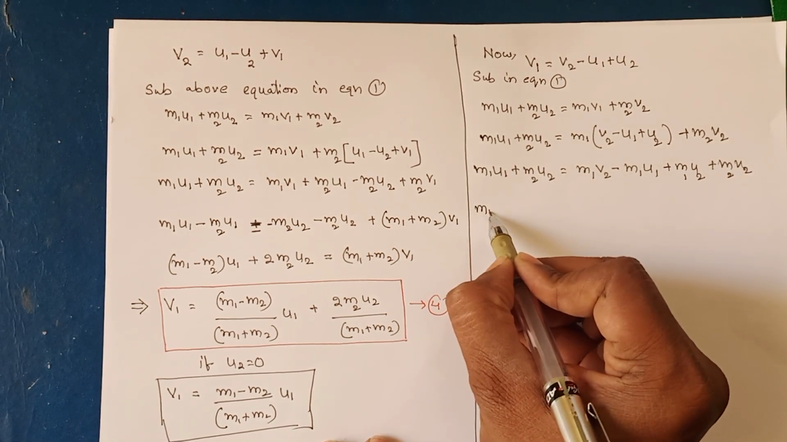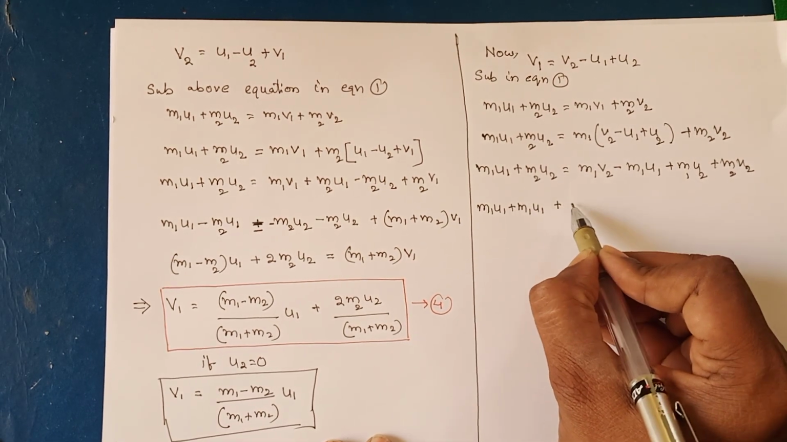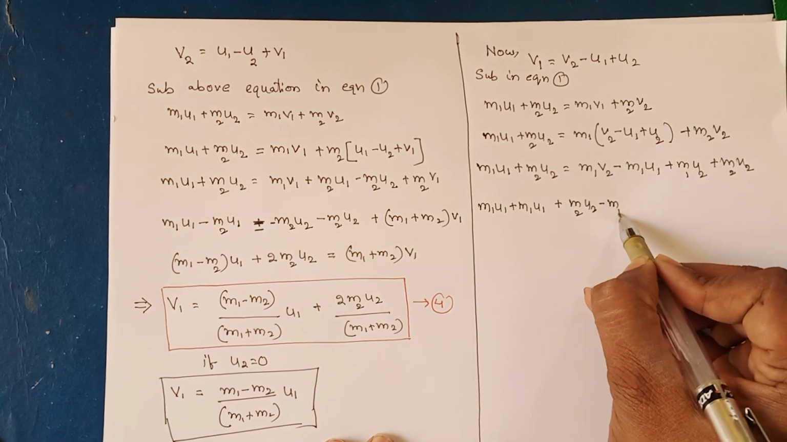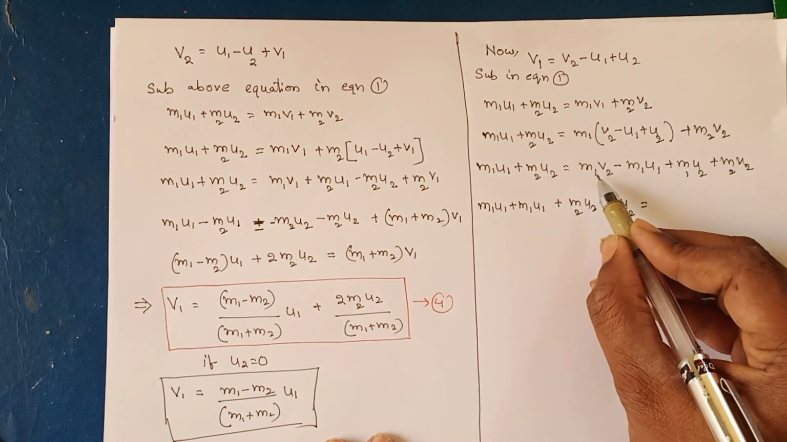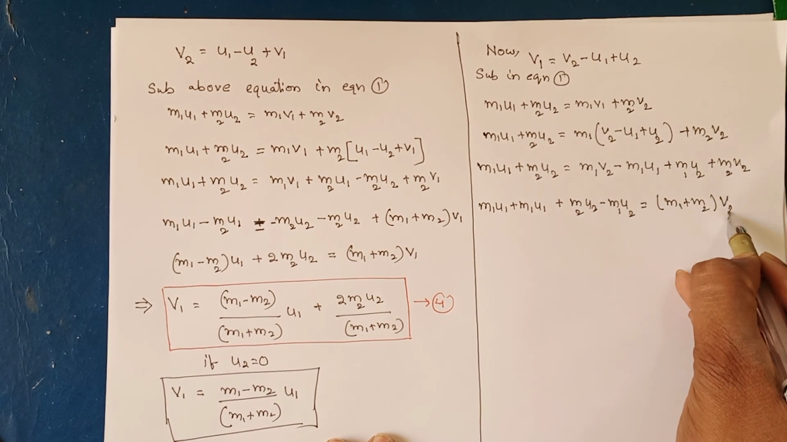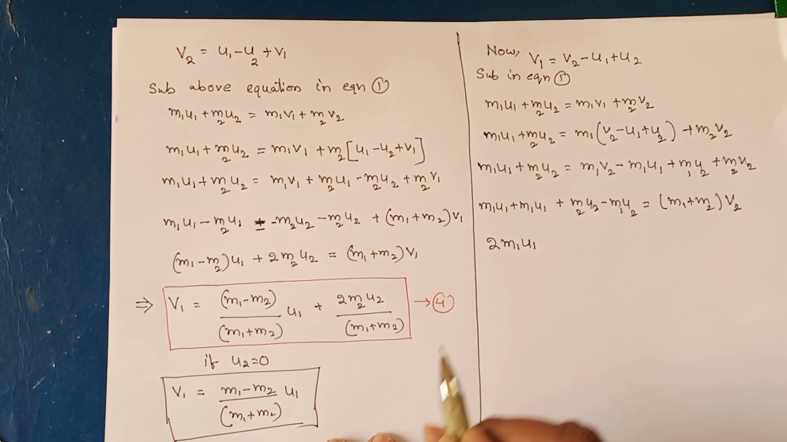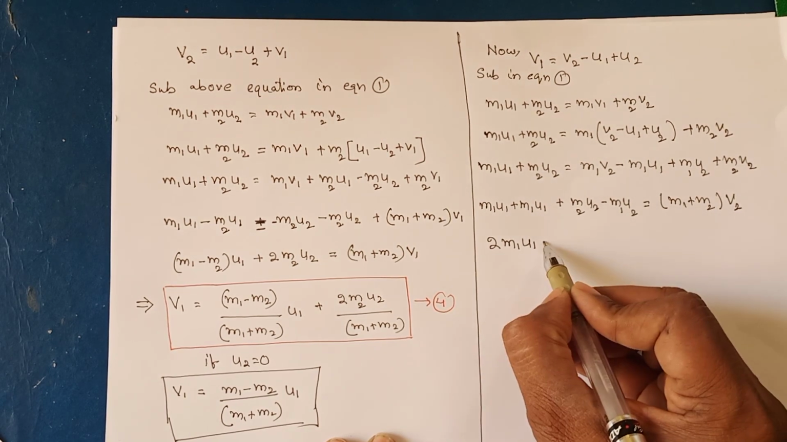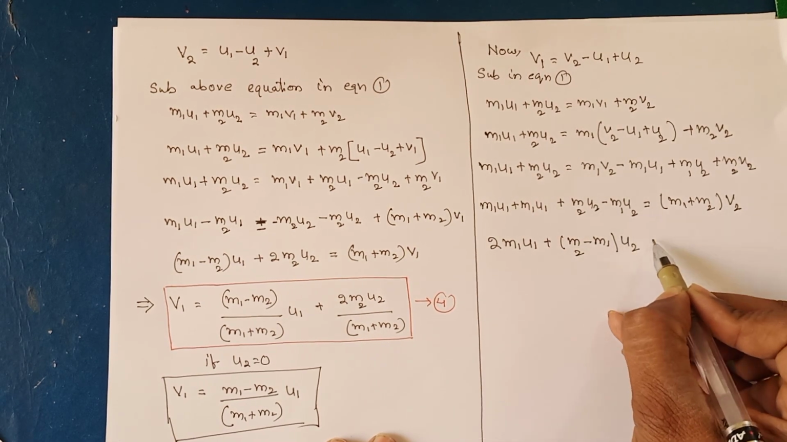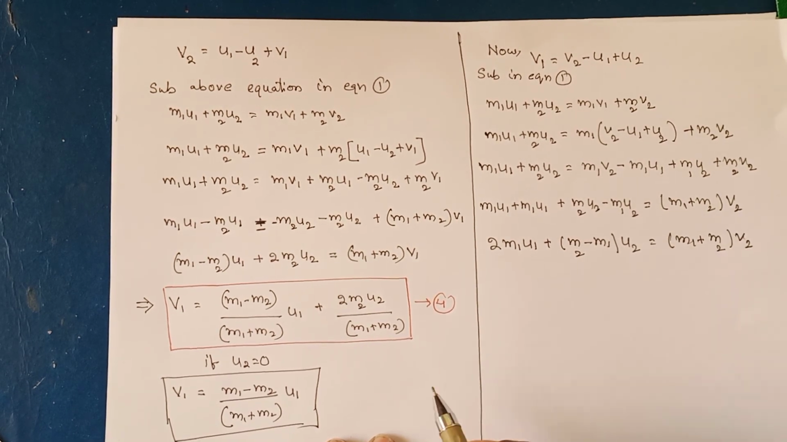So m1 u1 plus m1 u1, m2 u2 minus m1 u2 is equal to (m1 plus m2) v2. So we'll write it as 2 m1 u1. I am taking u2 common here: (m2 minus m1) u2 is equal to (m1 plus m2) into v2.